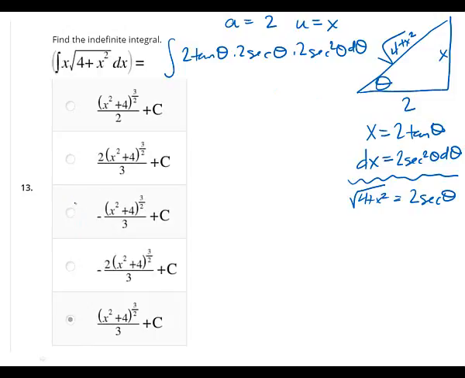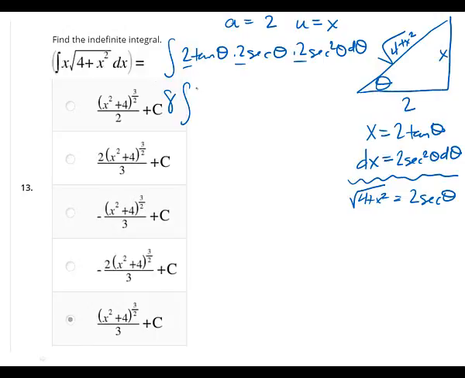Okay. What can I pull out front? I can pull a 2 out, or no, not just a 2, but what can I pull out front? An 8. We're multiplying, so we don't have a greatest common factor. We're pulling that 8 out in front. It looks like I am going to leave it.